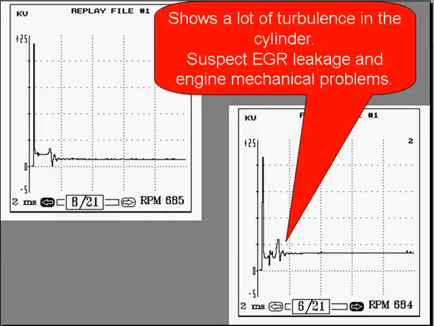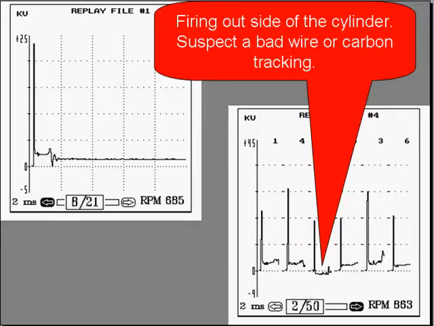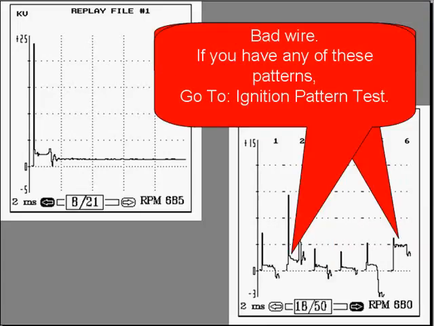Here shows us a lot of turbulence in the cylinder. You want to suspect that the EGR may be leaking or that you have engine mechanical problems. Here the firing is happening outside the cylinder. Suspect a bad wire or carbon tracking at the coil. Here we have bad wires. If you have any of these patterns, go to ignition pattern testing.